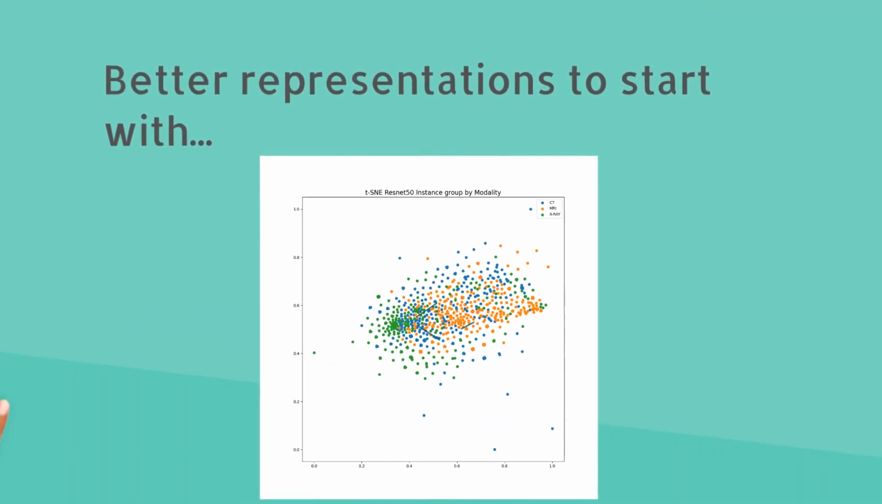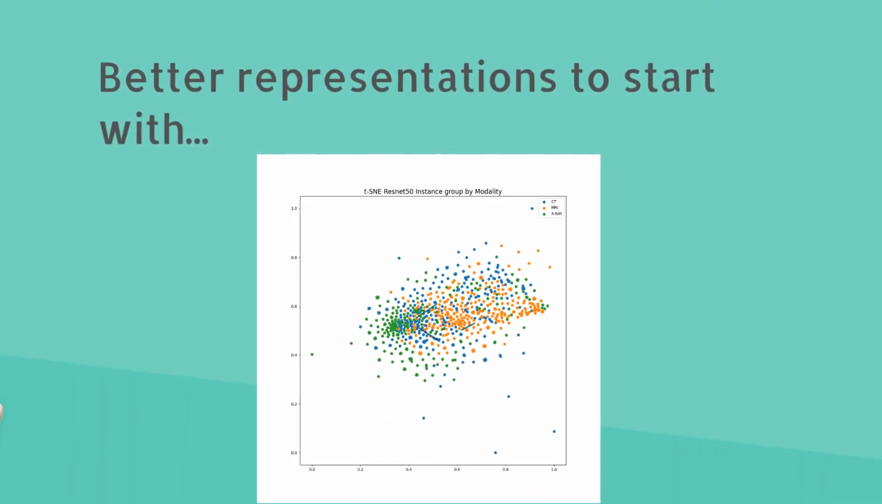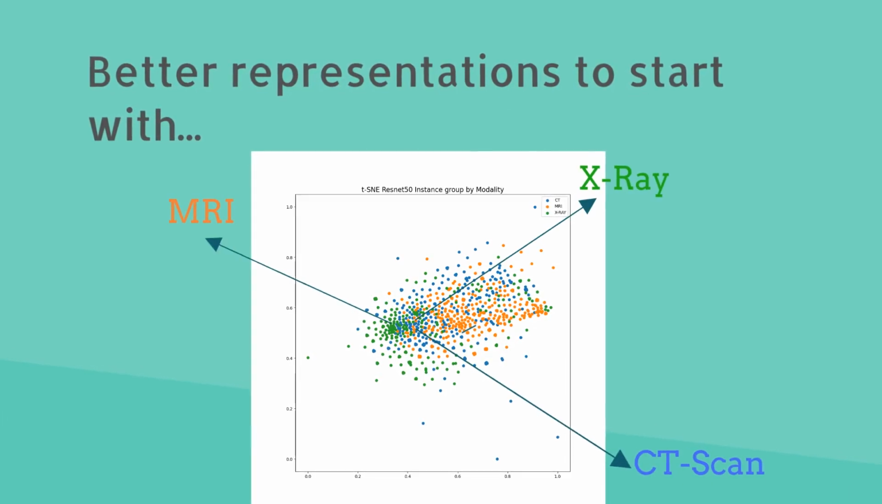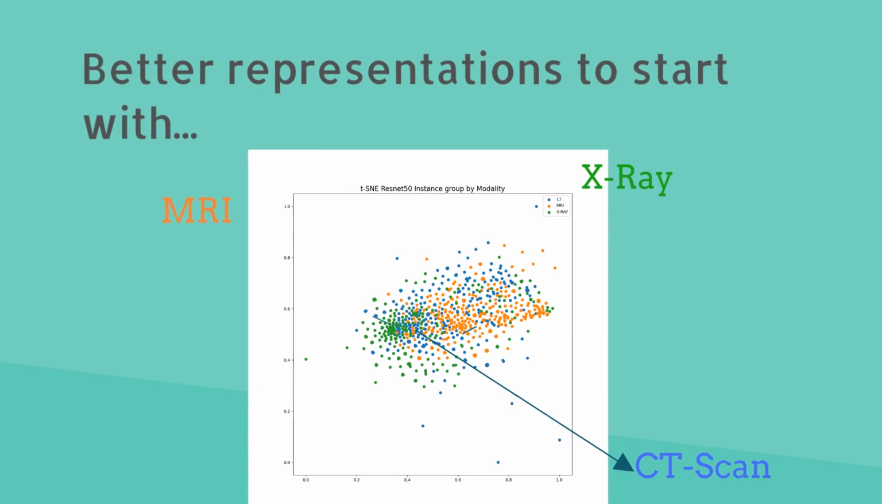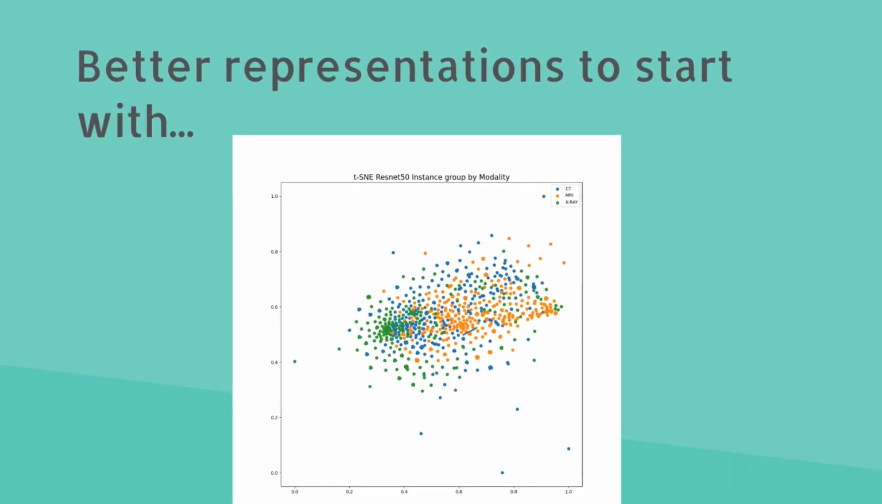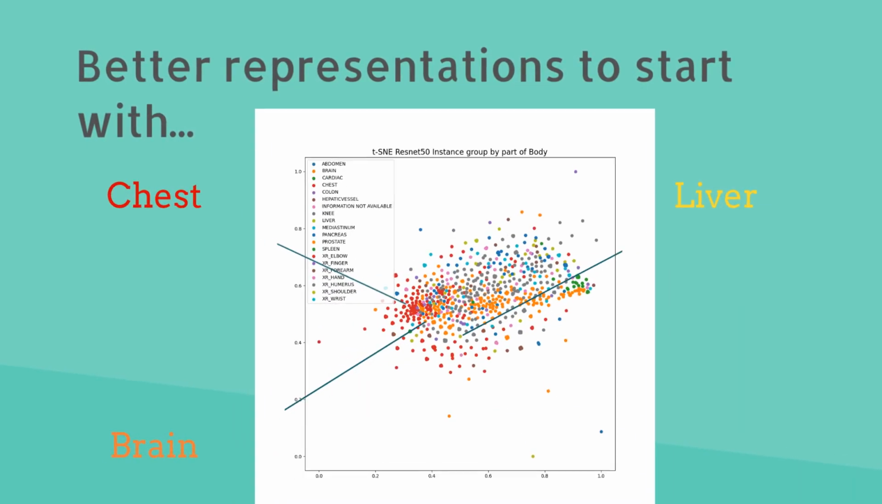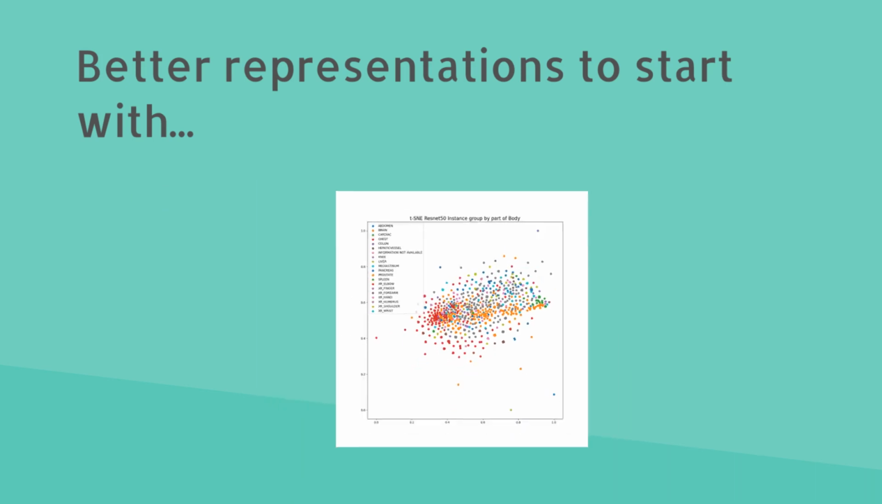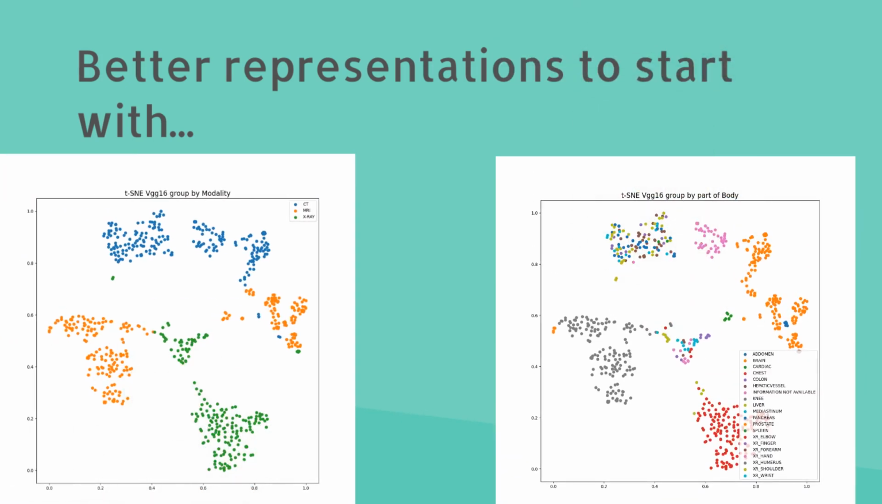To illustrate, let's visualize the images in a 2D space and see what a bad representation of the data looks like. Here, you can see an example of a bad representation. Not only are the modalities not distinguished, but also the body parts are not understood by the network. Instead of starting with a representation like this, where all of the images are mixed, we can start with a network which already has an understanding of the medical images and distinguishes them.